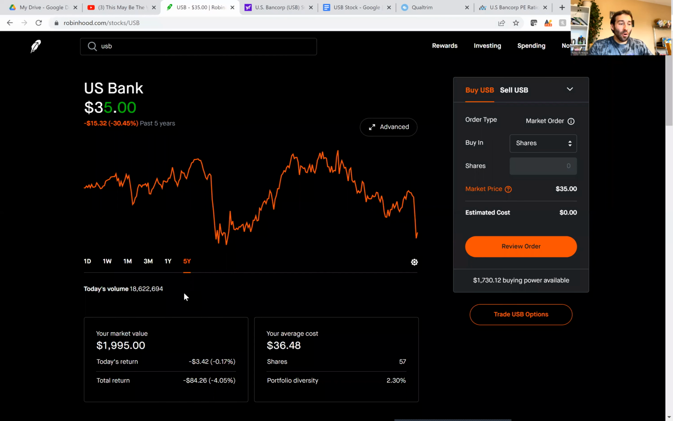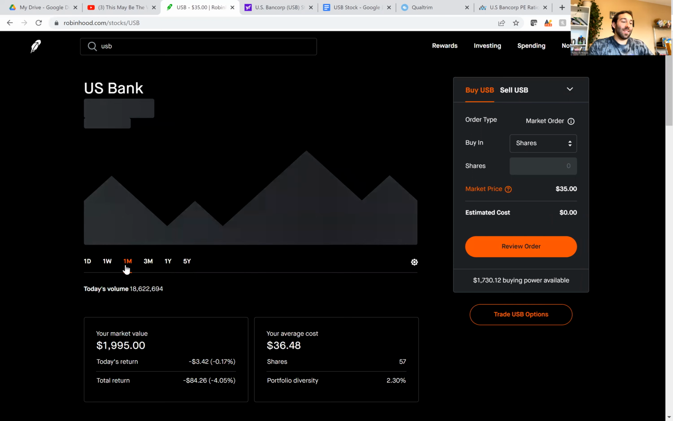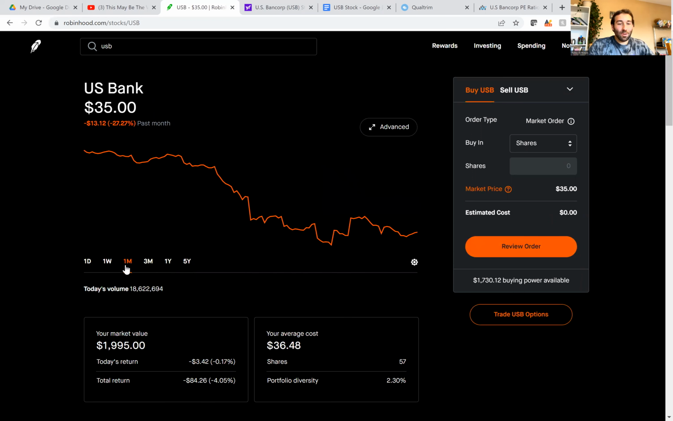Today, we're going to be taking a look at US Bank, ticker USB. This is a stock that I've owned now for about a week, ever since the stock had its big crash. Over the last 5 years, the stock is now down 30%. In the last year, it is down 37%. And in the last month, the stock is down 27%.